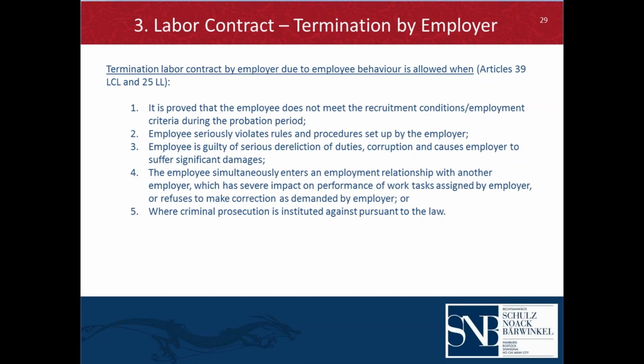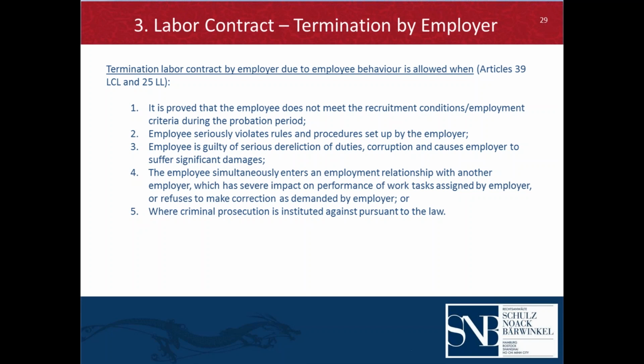So when can you immediately, without notice, terminate the labor contract with the employee? We have in Article 39 certain conditions. For example, if the employee does not meet the recruitment conditions or the employment criteria during the probation period, or if the employee violates rules and procedures established by the employer.